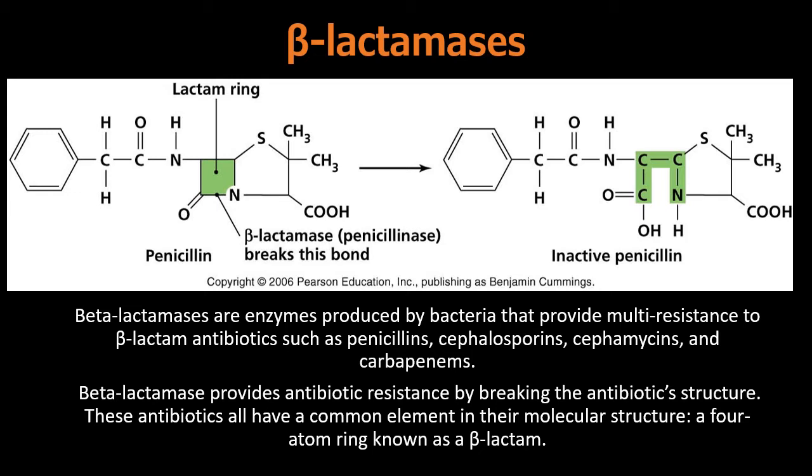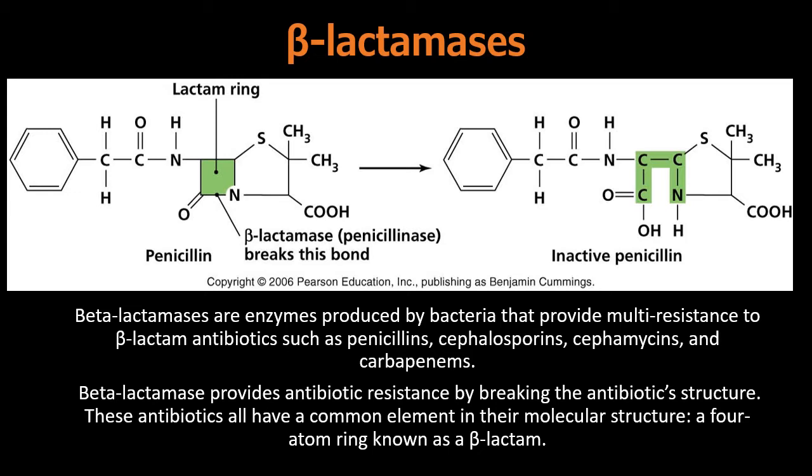After penicillinase, that is beta-lactamase, acts on the penicillin, you will get inactive penicillin. Now this inactive penicillin is not able to work properly, it is not able to target the cell wall. That is why these enzymes are highly produced by many bacteria, and they have now started gaining resistance to these antibiotic categories. So beta-lactamases provide antibiotic resistance by breaking the antibiotic structure, as we had seen. The lactam ring is broken down.